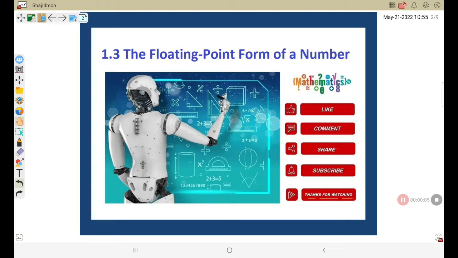In this video we are discussing a topic from the course Mathematics for IT, the floating point form of a number.